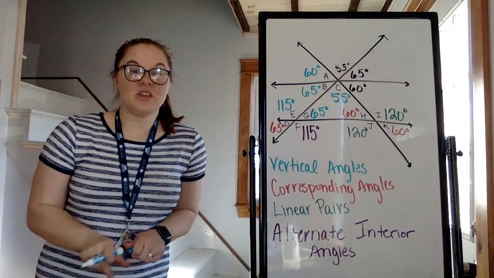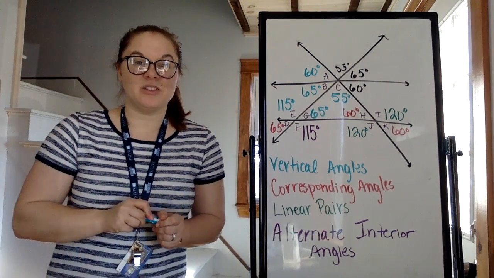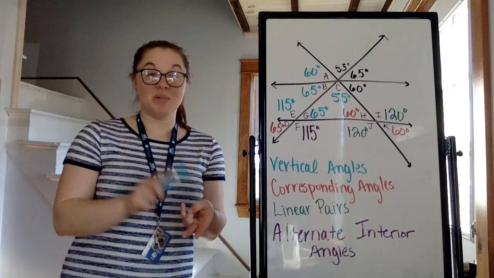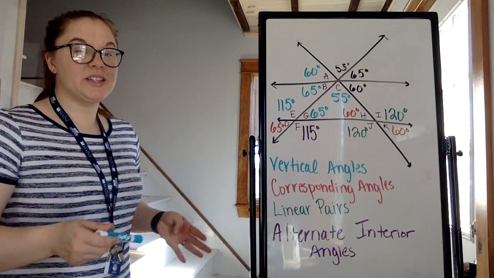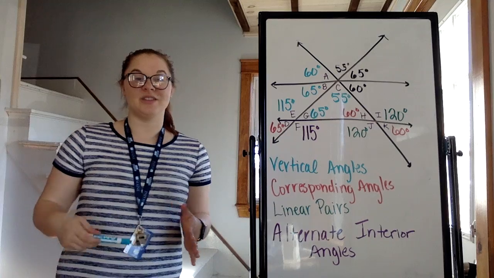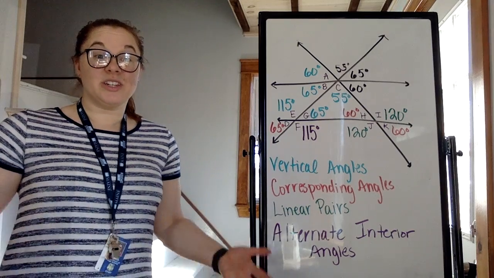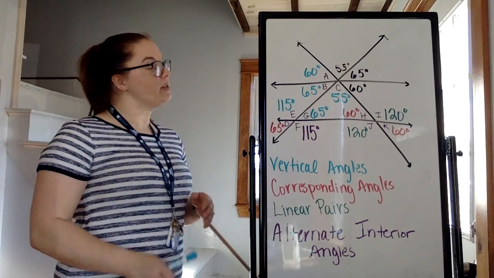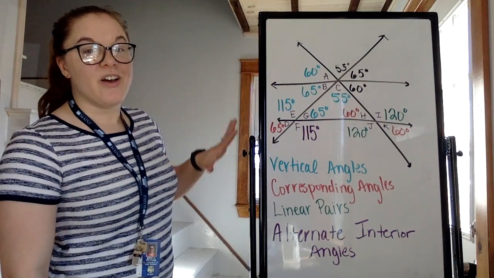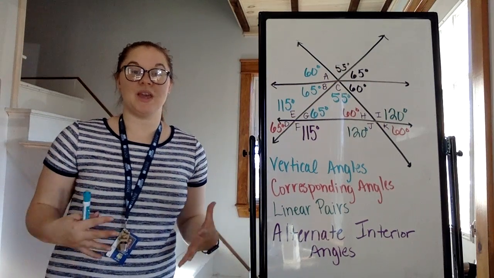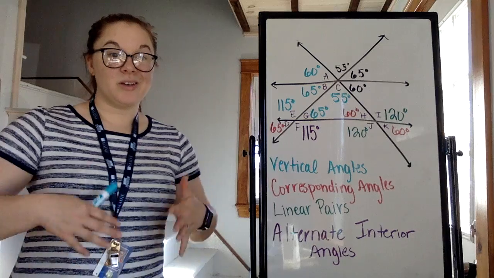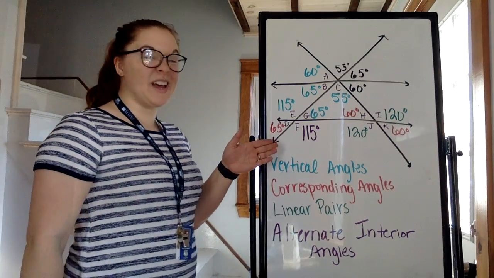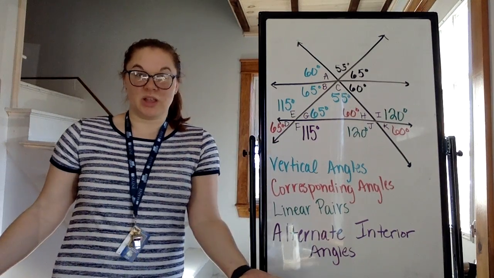So this is how we can use all of the types of angles we know: vertical angles, complementary, supplementary, linear pairs, corresponding angles, same side interior angles, alternate interior angles. We can use them to figure out the measure of all of the angles we make in a transversal, where we have a line intersecting with two or more lines.